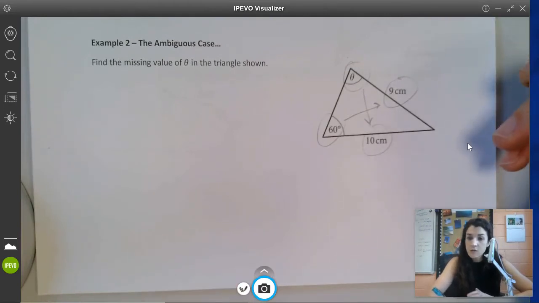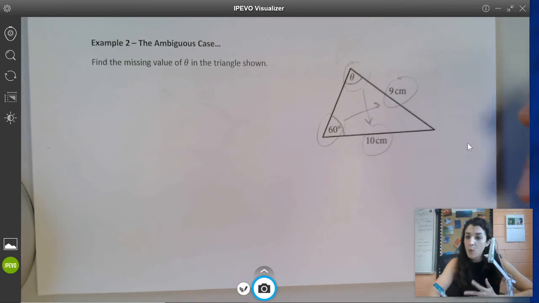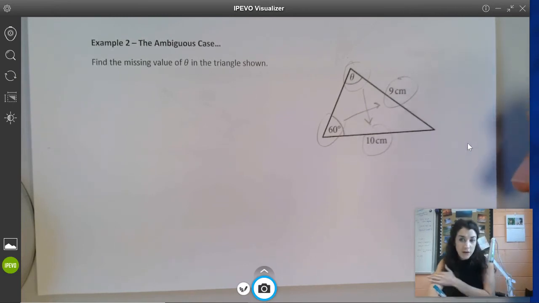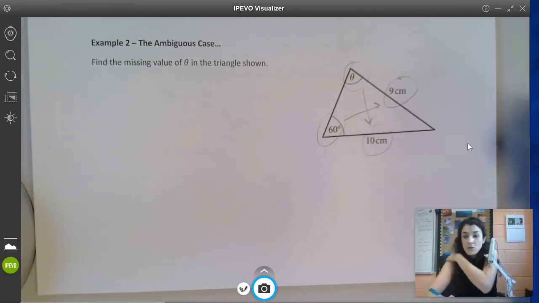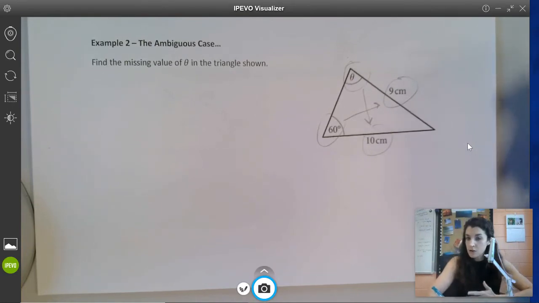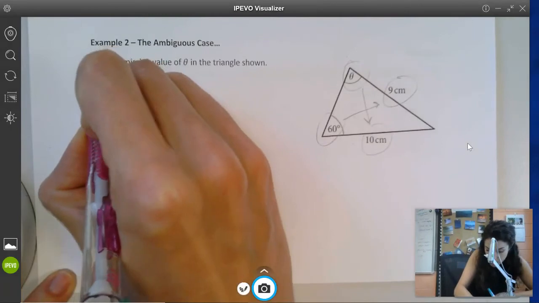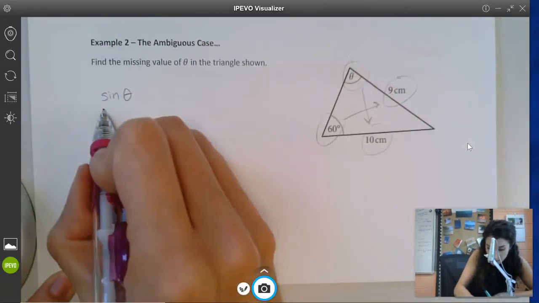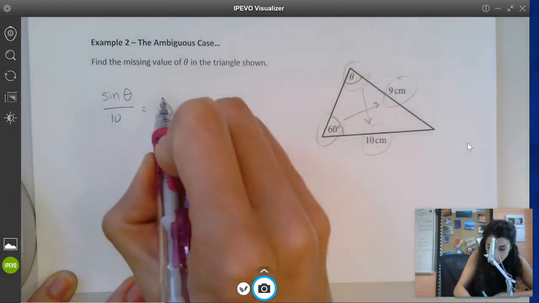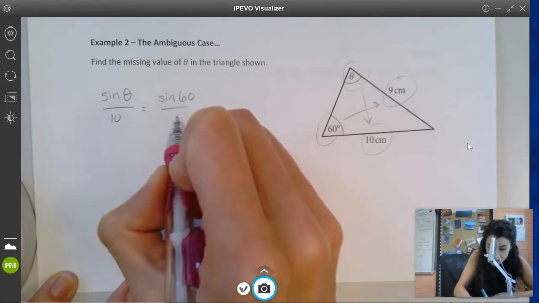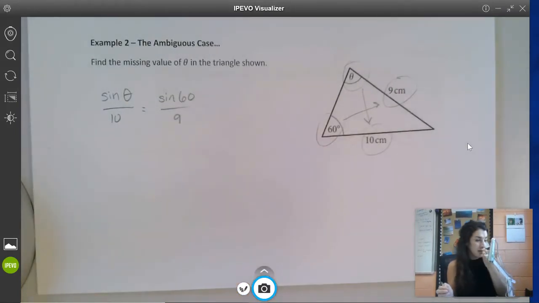With a lot of this, if you set up a problem using law of sines or law of cosines, and you notice you have more than one unknown, more than one variable, then you've set it up using the wrong equation, and then you just use the other equation. So we go through and set up that relationship. Sine of theta divided by 10 equals sine of 60 divided by 9.